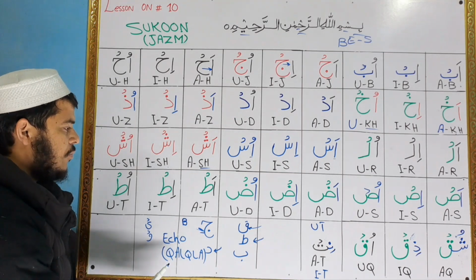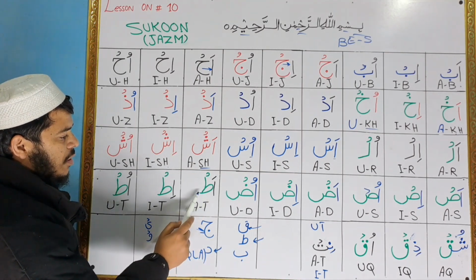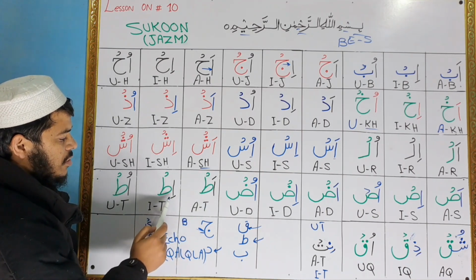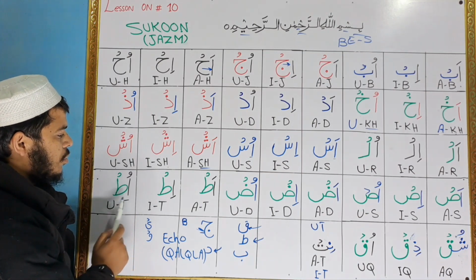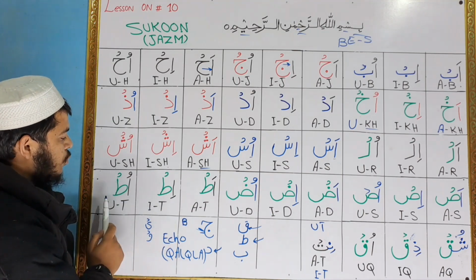Okay. Next, ta is from echo letters. Hamza ta fatha at, hamza ta kasra it, hamza ta dhamma ut, at, it, ut.